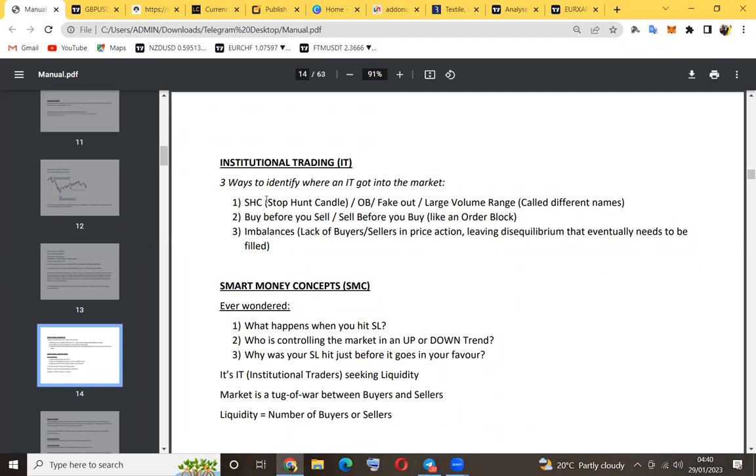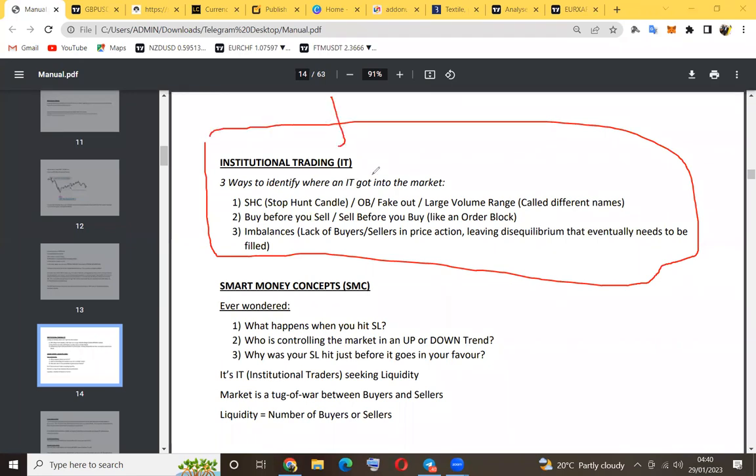One of the ways will be through the SHC, which is a stop hunt, order block, fake out, large volume range, which you can use different names to call them. Then buy before you sell, sell before you buy, and imbalance. So our strategy will use three main methods to identify when an institution will come into the market. I will teach you specifically how to know that it's an institution I have traded. I'm going to use a stop hunt, an OB, fake out, large volume range. I'm going to use buy to sell candles, sell to buy candles, and I'm going to use imbalance.